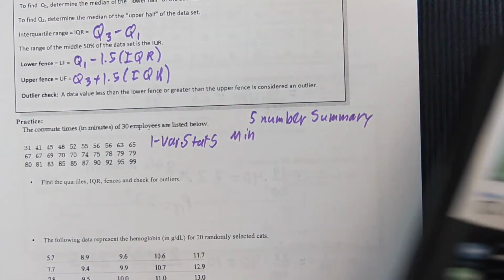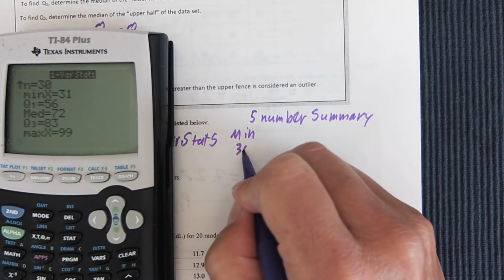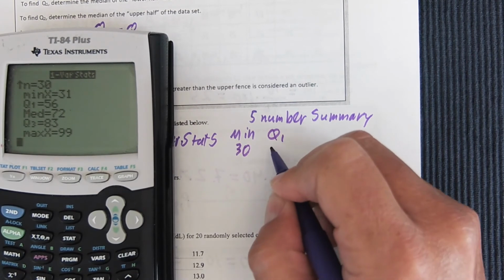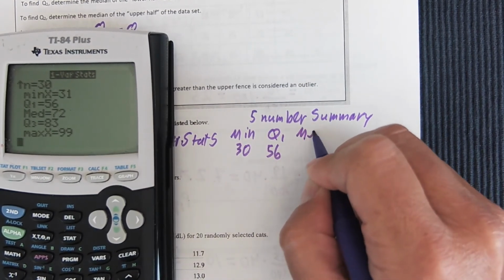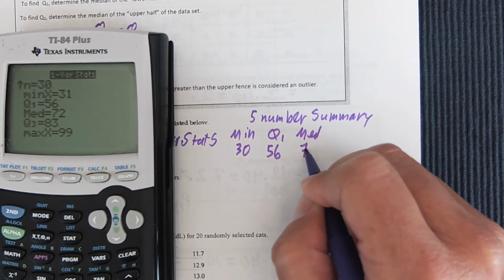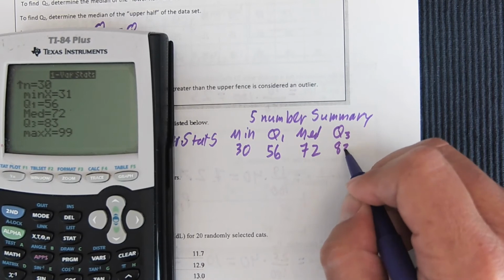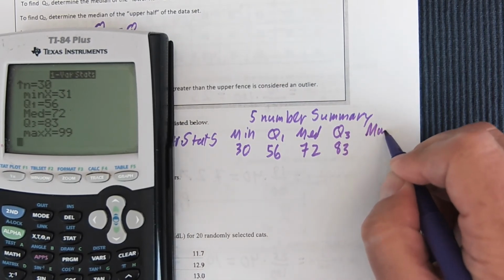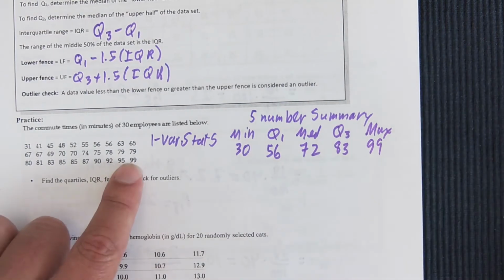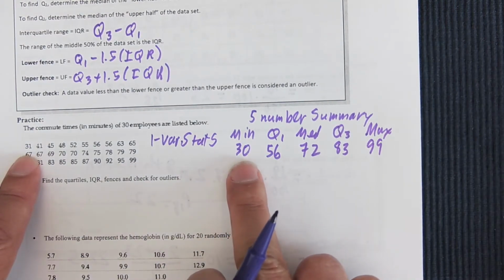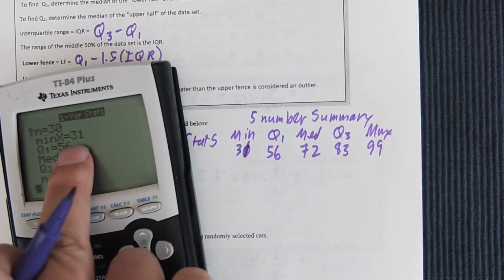The minimum value they give us, there we go, 30. Q sub 1 is 56. Q sub 2, or the median, 72. Q sub 3, 83. And the max is 99, meaning the largest number, the smallest number. Nope. Minimum is 31. I wrote that wrong. Minimum is 31.